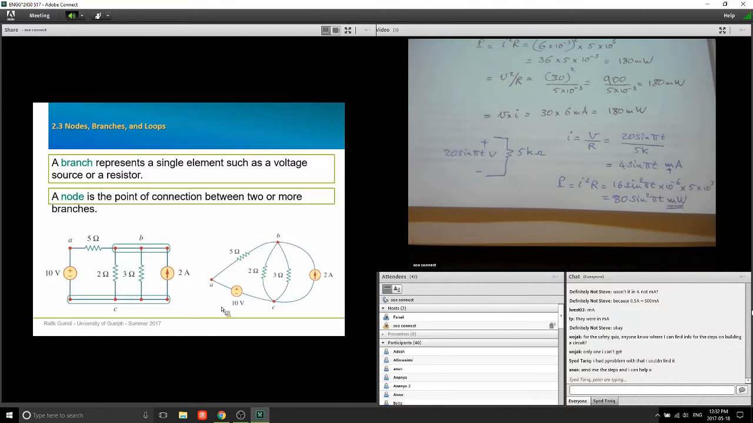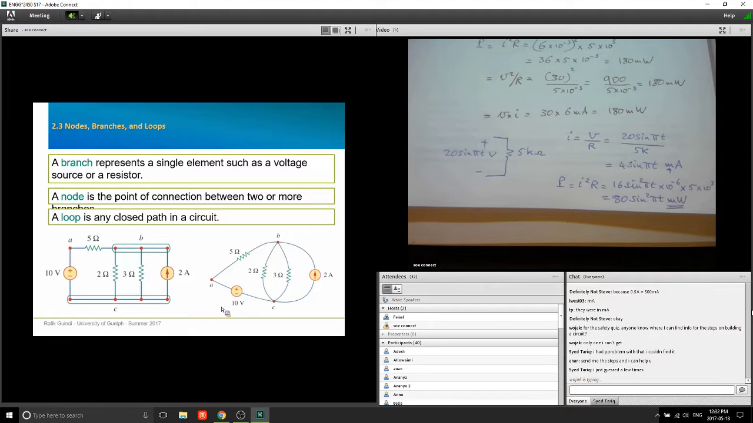Same thing for node C in the bottom. See all those down there? They're all at the same energy level, same voltage level. And they all are basically like one single node. A loop is defined as any closed path in a circuit. Because we're going to be going around loops, any closed path qualifies to be called a loop.